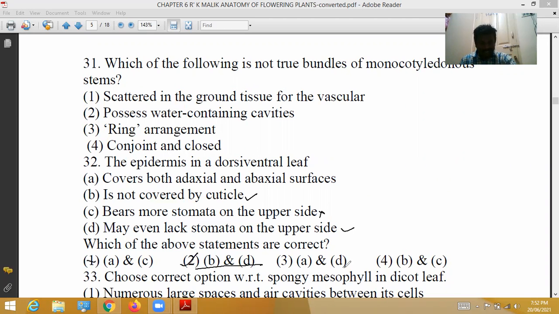Let us see A and D. A covers both adaxial and abaxial, D may even lack stomata on the upper side, so it is not related. Then B and C: C is the wrong option. So among the four options, the correct option for question 32 is the second.